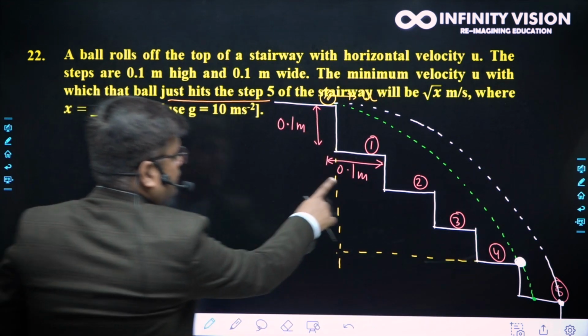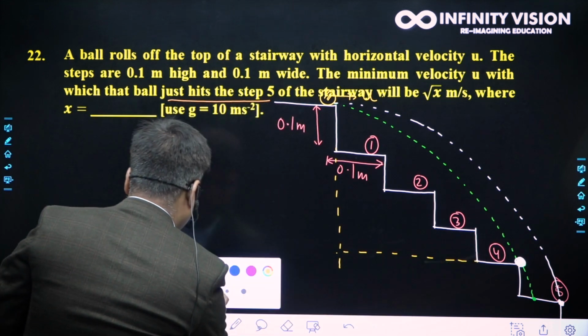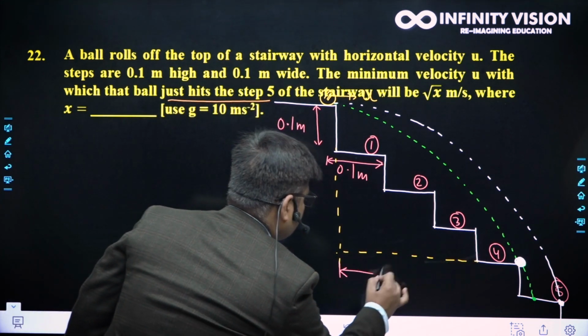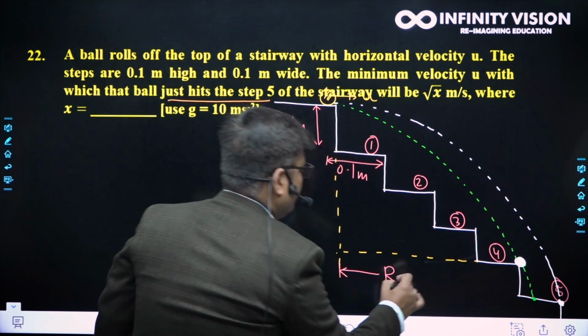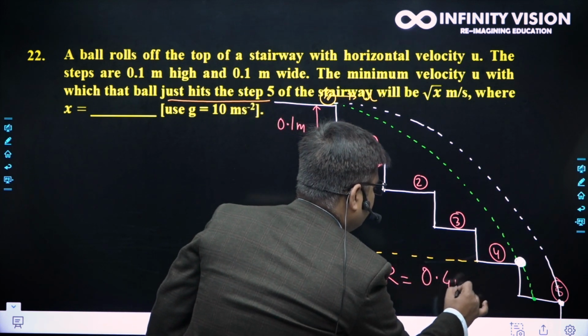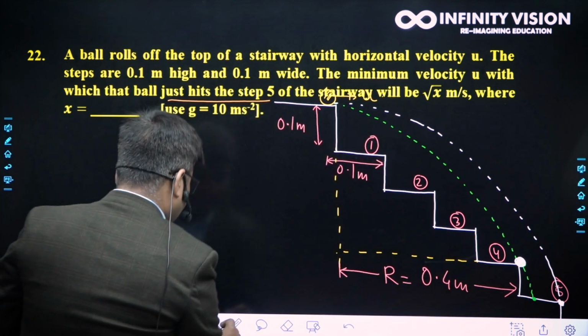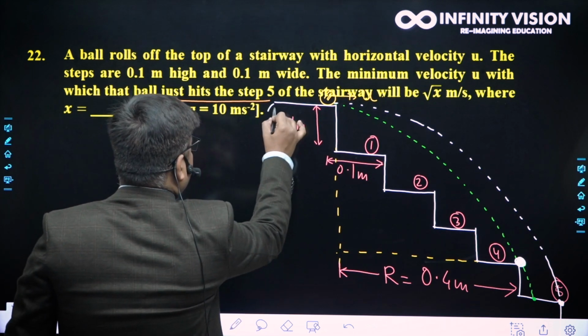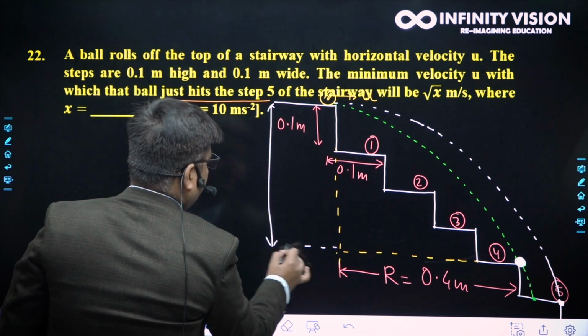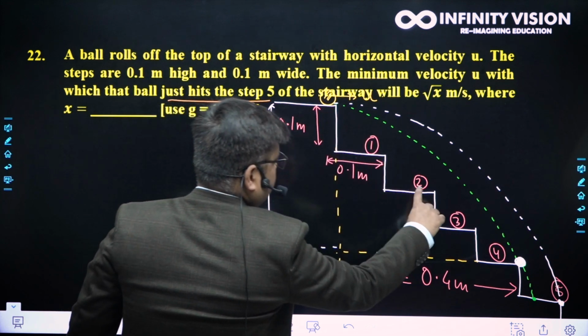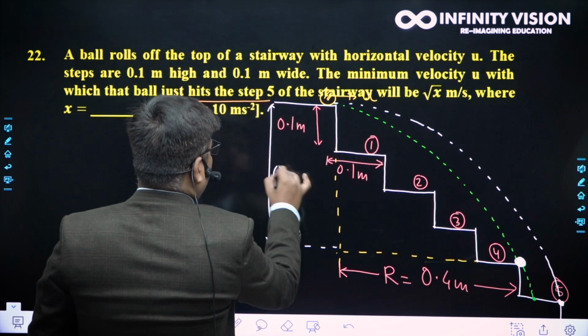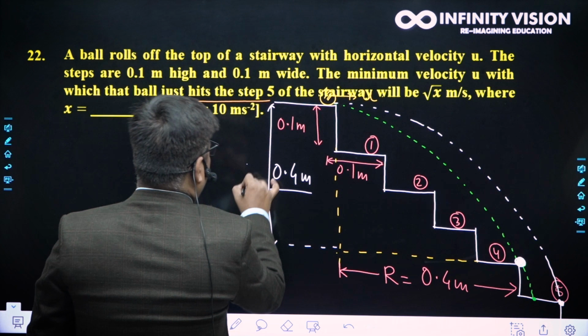So 1, 2, 3, and 4. So this horizontal range is 0.1 into 4, 0.4 meter, and this vertical height that the ball has descended is 1, 2, 3, 4, 0.4 meter vertical height, h.